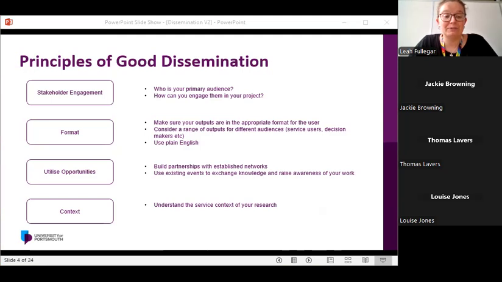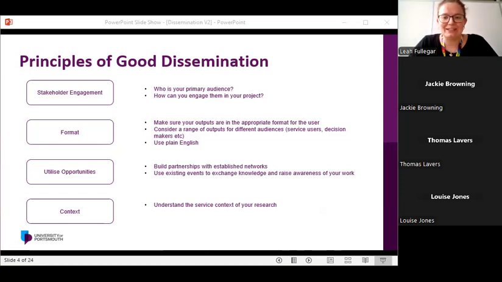You need to think about the format, which we'll talk about a few different formats here today, most of which are written. But there are lots of different ways you can share your work, and you don't have to just stick to one. You need to use the opportunities presented to you. Think about, are there other organisations you can network with to share information? And are there people you already know that might benefit from your findings?